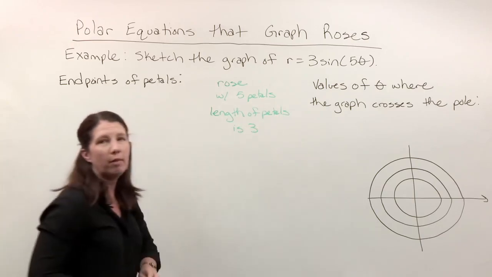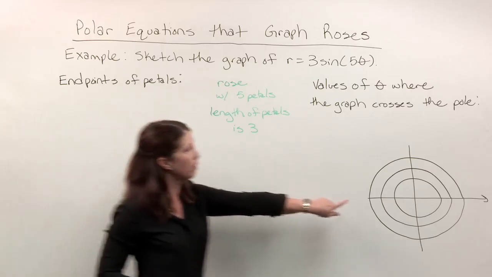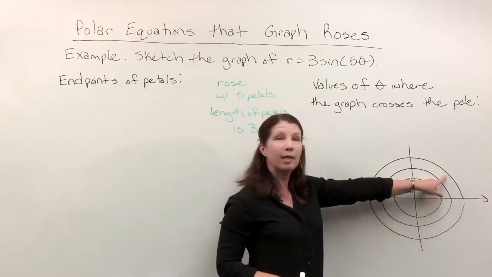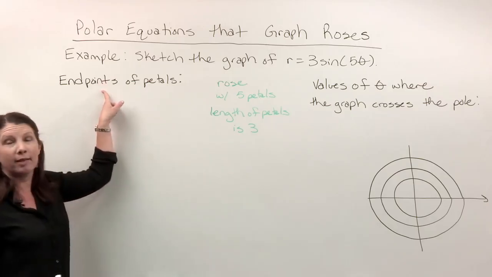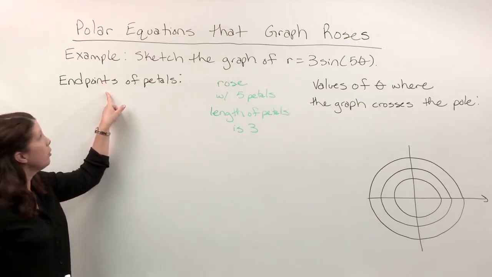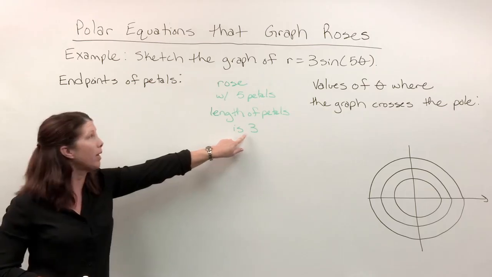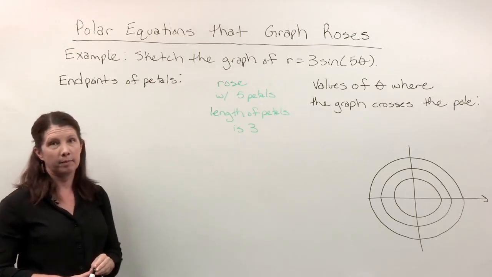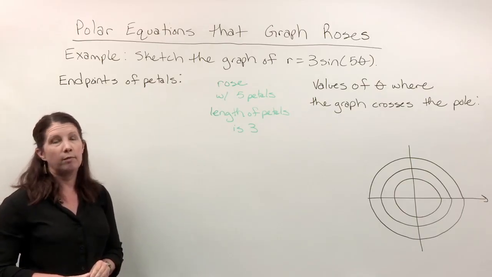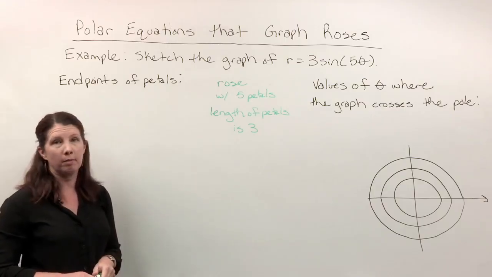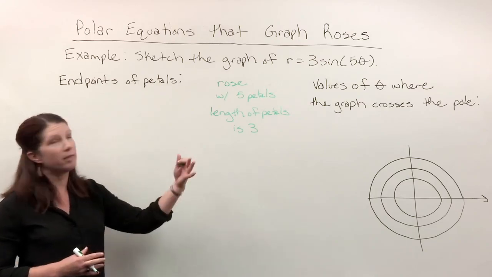And when I say that the length of the petal is 3, I'm referring to the distance from the pole to the outermost endpoint of the petal. So you can see that what we're about to do is find the endpoints of the petals. To do that, we need to know that that length from the pole to the endpoint has to be 3. So to find the endpoints of the petals, we need to find the values of theta where r is equal to 3, which would be the largest possible value of r.